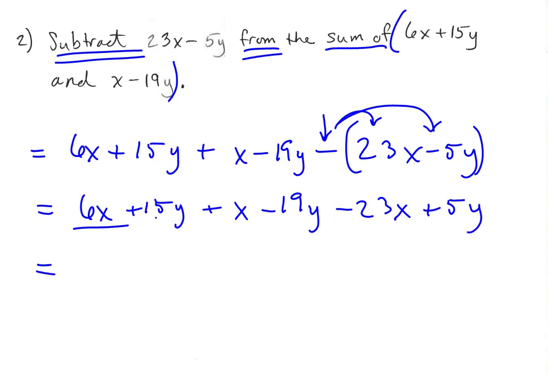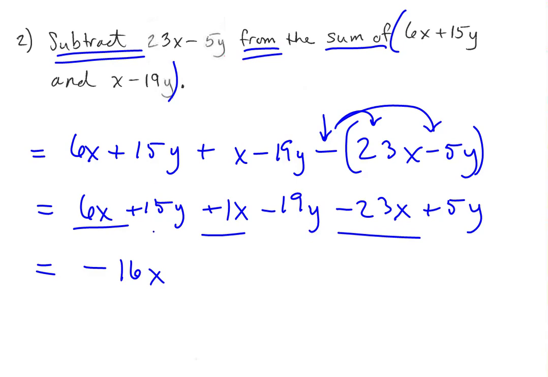I have a 6x in the front, a plus x, and then a minus 23x. Those would all be like terms, and we'll combine them by simply adding their coefficients. So really we have 6 plus 1. There's an invisible 1 in front of the plain x we see there. So that's 7, and then minus 23 would give us a total of negative 16x. So that's our x terms combined.